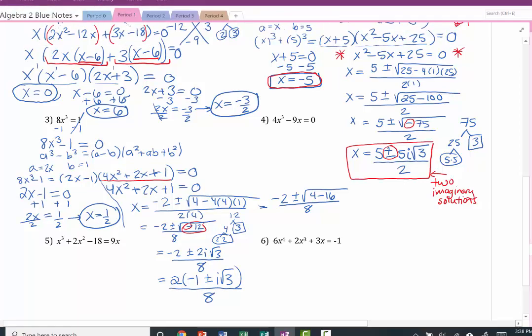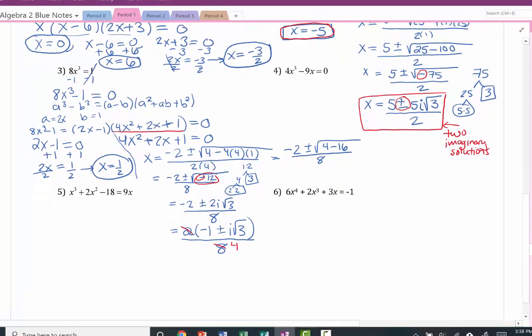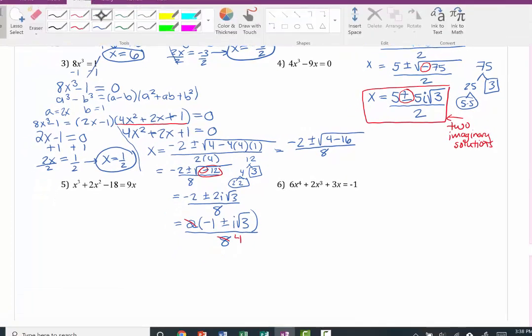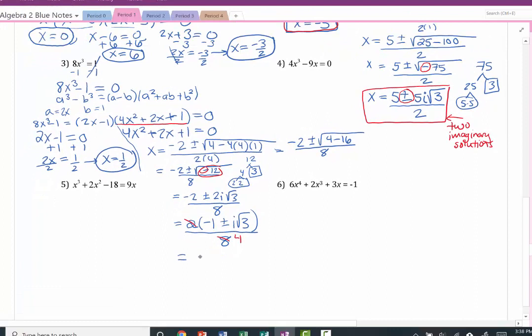And then I can cross out the 2 with the 8. I can divide 2 into 8, which leaves a 4 in the denominator. And my other two solutions for example 3 would be negative 1 plus or minus i root 3. These here are my two imaginary solutions for number 3.